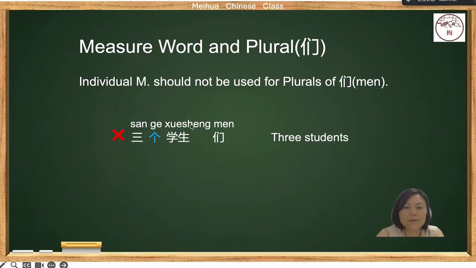For example, 三个学生们. 学生们 is the plural form for the singular noun 学生, student. 学生们 means more than one student. In this situation, we don't use any number at the beginning. Accordingly, we don't use any measure word because measure word always comes after the number, right? No number, no measure word.